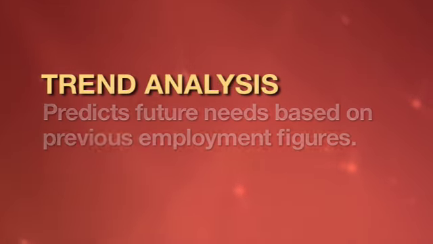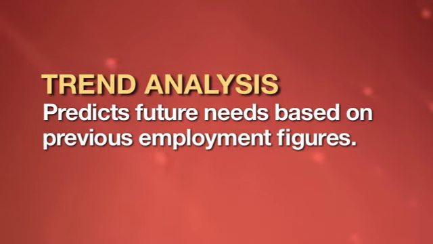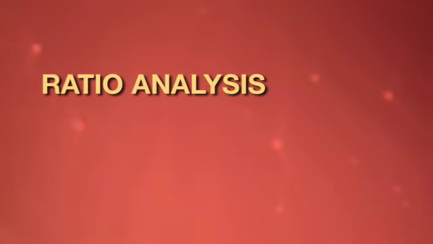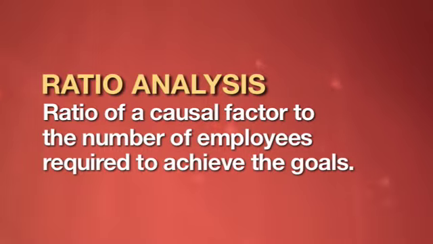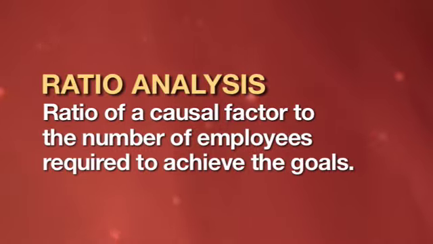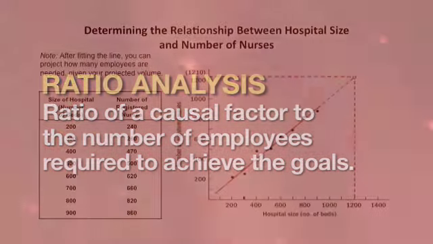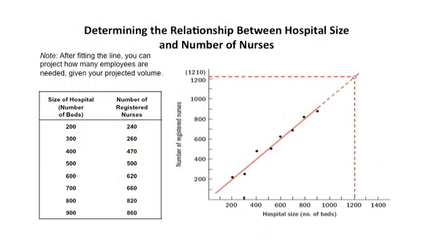Trend analysis uses previous employment figures to predict future needs. A ratio analysis focuses on the ratio of some causal factor, like sales volume, and the number of employees required. So if the organization wants to increase the sales volume by 5%, how many more salespeople do we need to achieve this? Here is the graphical representation of forecasting.